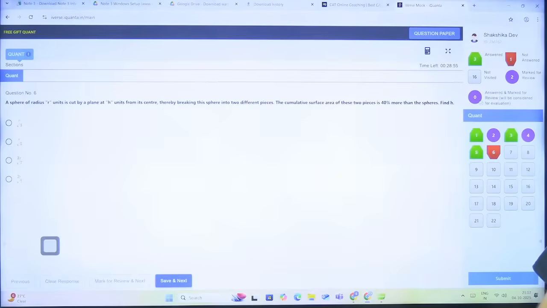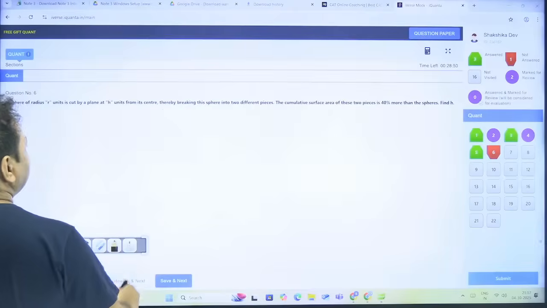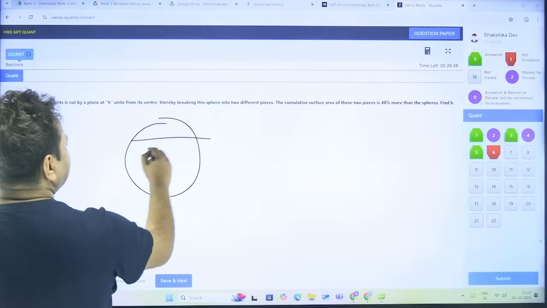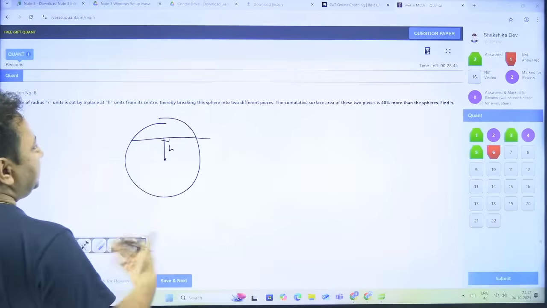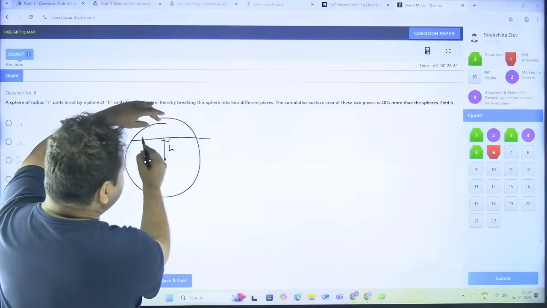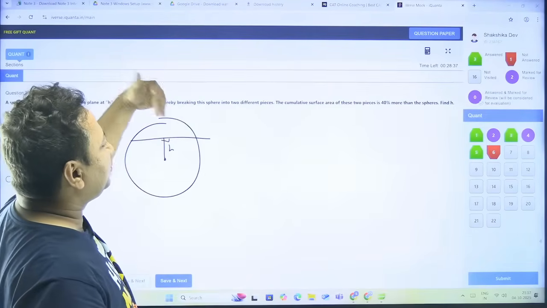The sphere of radius r units is cut by a plane at h. The sphere was cut here, at h from the center. This thing is h. Breaking into 2 equal pieces, both will be circles. The cumulative surface area of these two pieces is 40% more than the sphere.